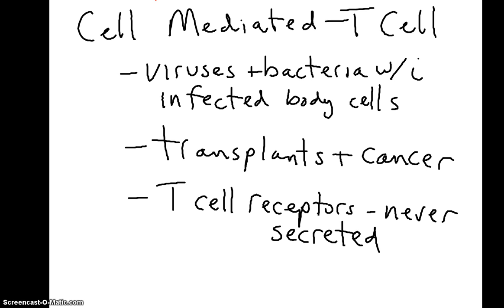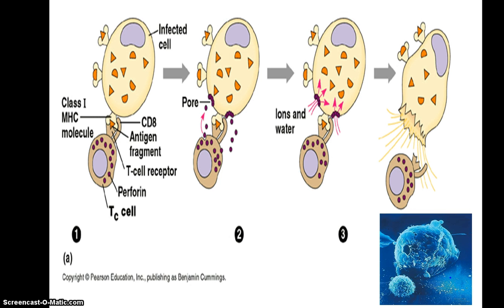So the T cell receptors are never secreted. So in the B cells, we saw how those receptors were made into antibodies and dumped into the blood. In T cell mediated immunity, the receptors are never secreted. They stay on the cell because it's going to hunt down and track down the pathogens.